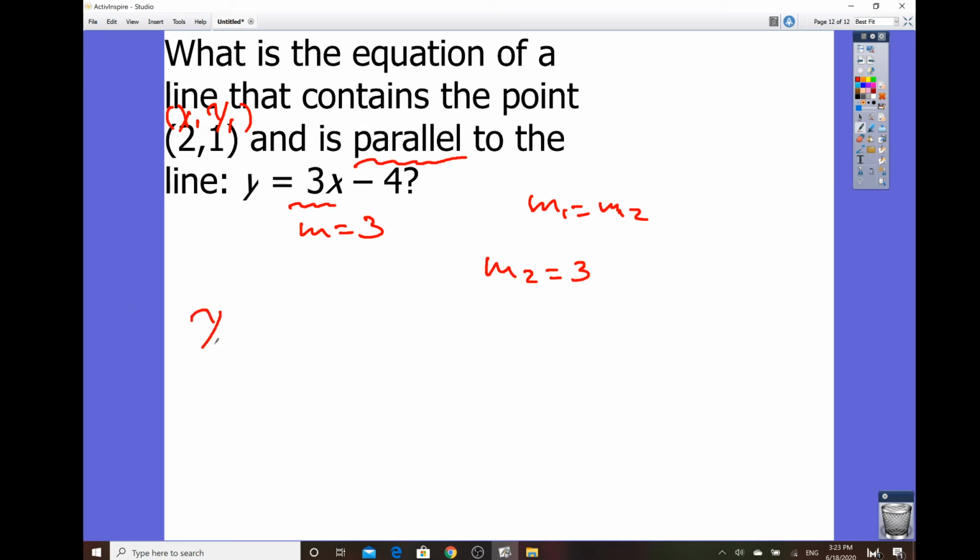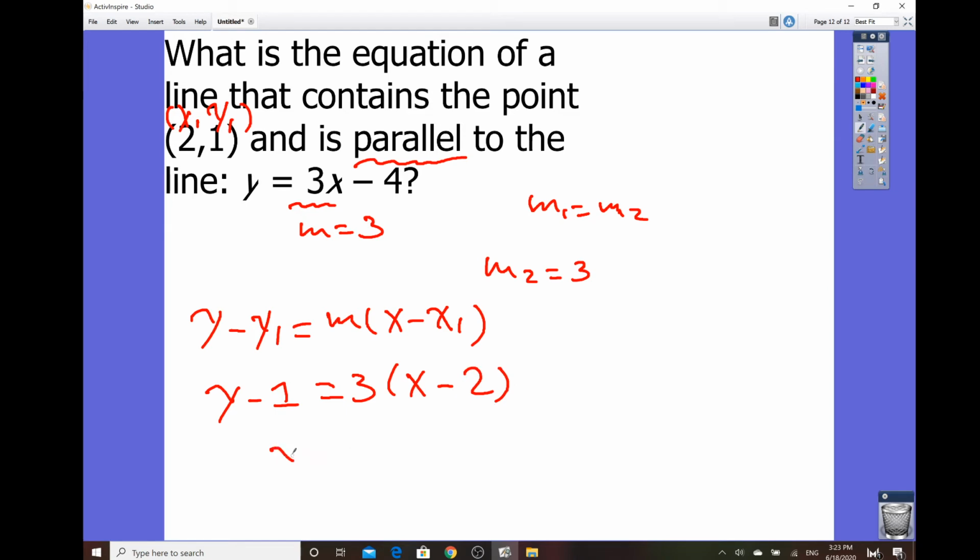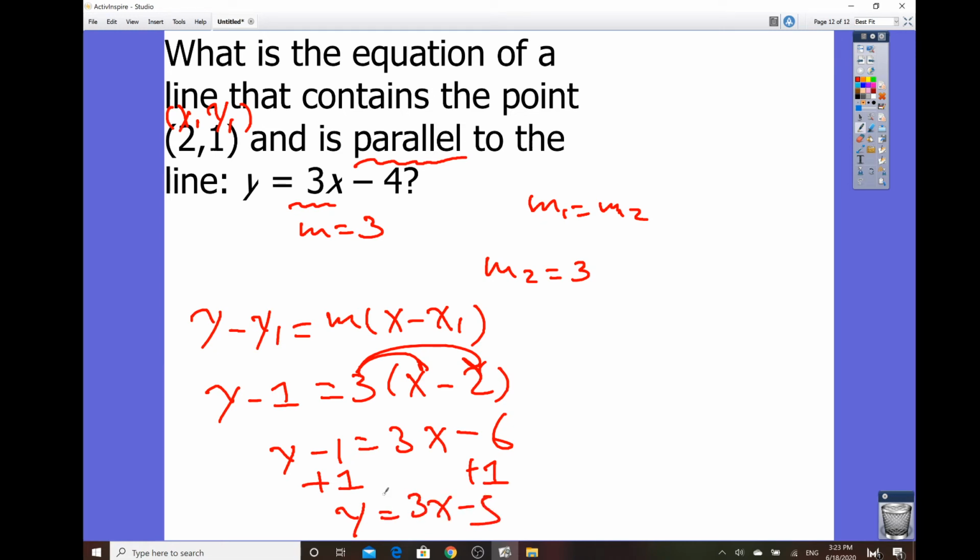So using the point slope form, once again, y minus y1 equals m times the quantity of x minus x1. So we do have y minus 1, and then the slope, which is 3, and then x minus x1, 2. So we got y minus 1 equals 3x minus 6. Again, what I'm doing here, just distribute, and then add 1 both sides. So we got y equals 3x minus 5.